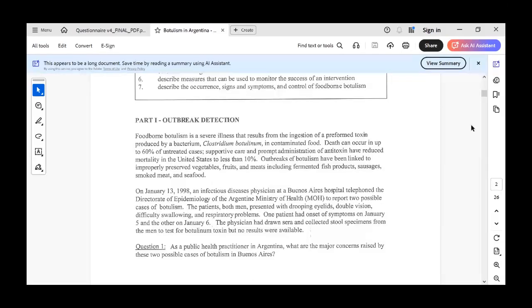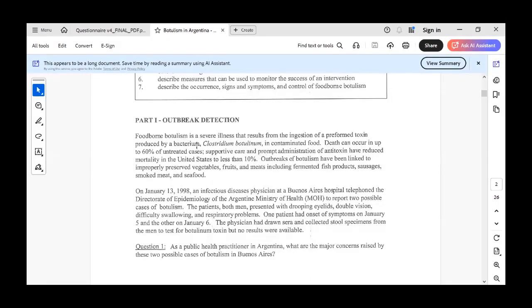All right, so I'll just read through and it's based on participation. So it's a case of foodborne botulism. And you would have gone through with Dr. Webster earlier about outbreak investigation. So this is an actual case that occurred that we'll work through.